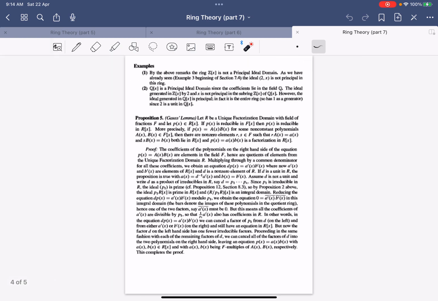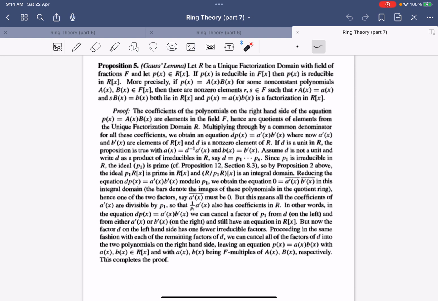And the proof, take note of some technicalities. So it's quite a short proof, but you need to be clear on where the steps are. So I'll just go through it. The coefficients of the polynomials on the right hand side of the equation, over here, are elements in the field F, and hence quotients of the elements from R. So we can multiply a common divisor through all of them to obtain the following equation.